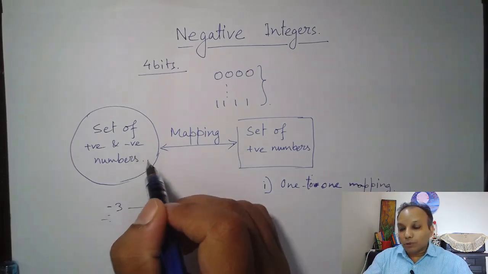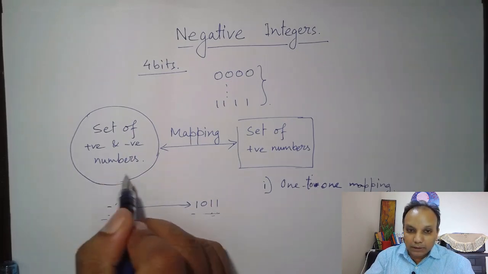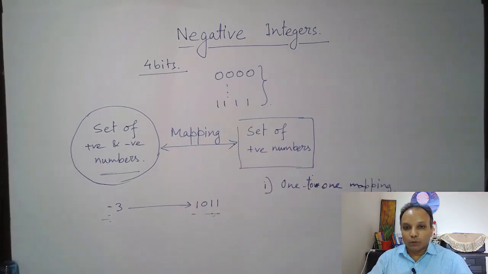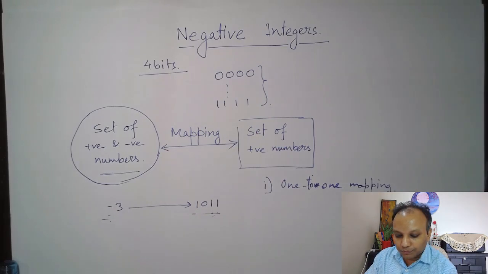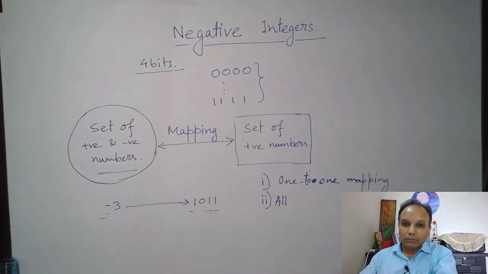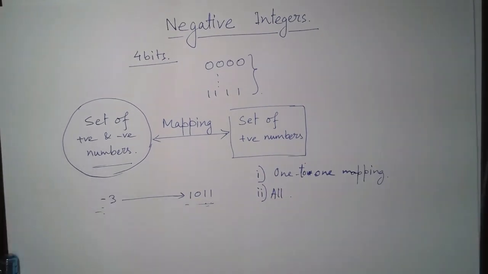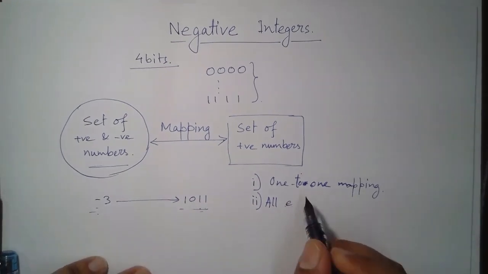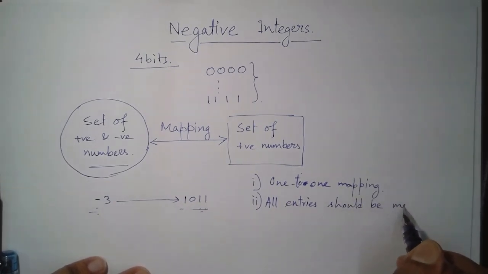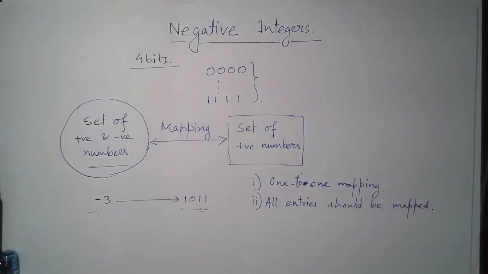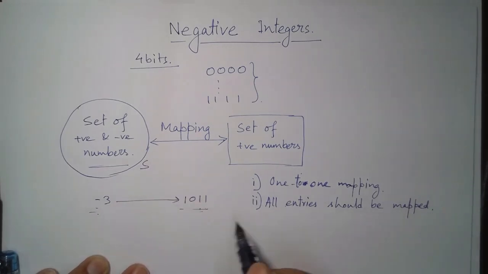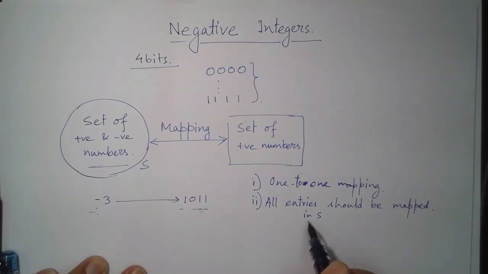Then this mapping should also be complete. Basically all the numbers which are there in this set, let us call this set S, should be mapped to this set of positive numbers. So all entries in S should be mapped.